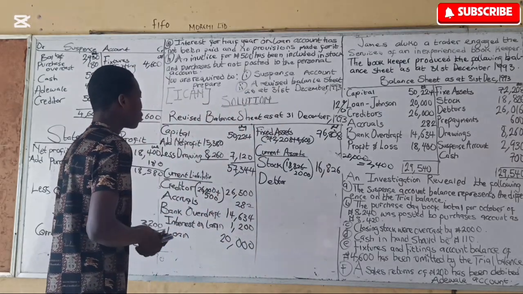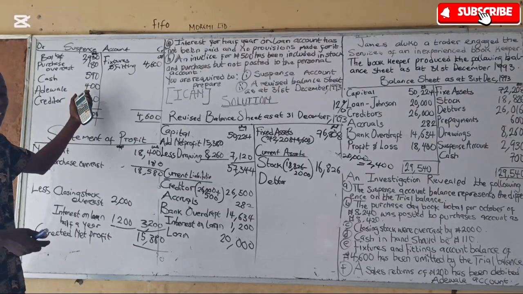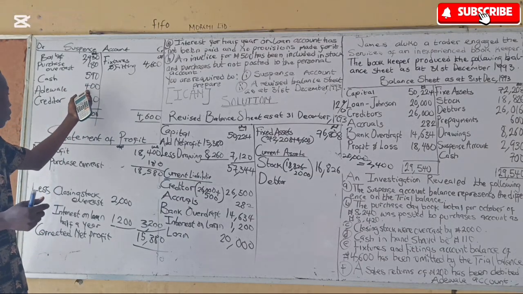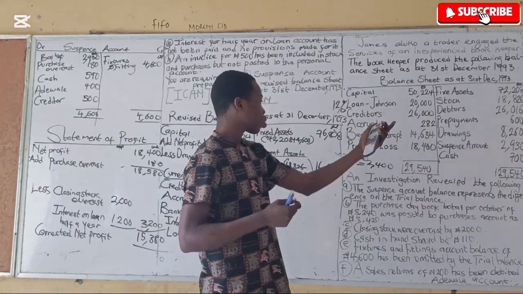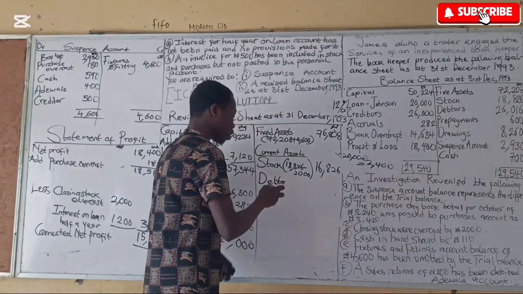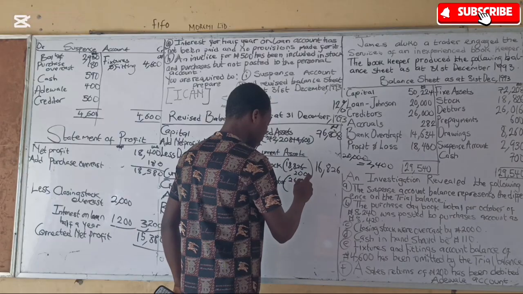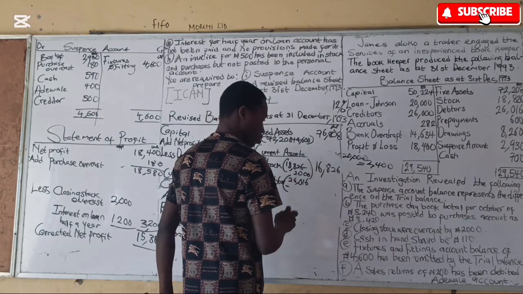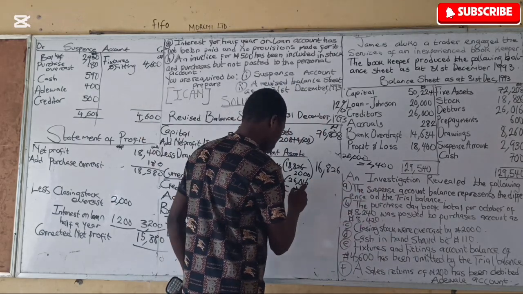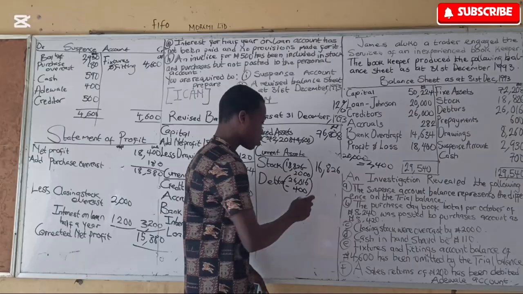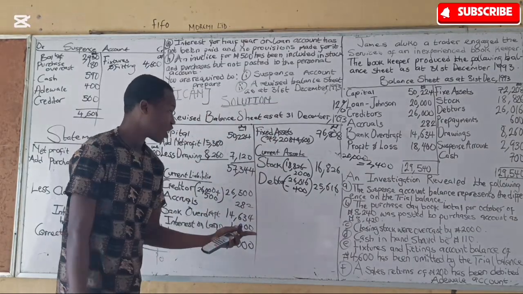So what happened here is that he returned goods, right? When we did the necessary adjustment, the balance is 400 naira. That 400 naira, you are going to deduct it from the total of the debtors. So for the debtors, the balance is going to be 26,016 naira minus 400 naira. When you subtract this, we have 25,616 naira. Now, what else?